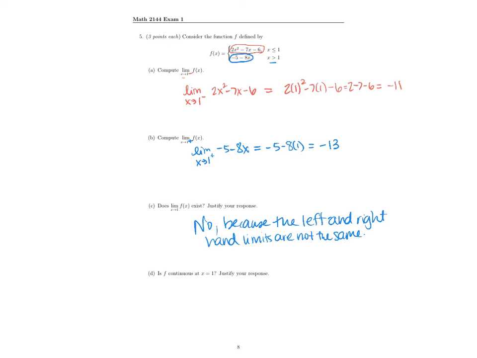And then it says, is f continuous at x equal 1? And the answer to that is no, because to be continuous, you need the limit to exist and the function value to equal that limit. So because the two-sided limit does not exist. So we need two things to happen. We need the two-sided limit to exist, and we need the function value to equal that same value as the two-sided limit. But we do not have one of those conditions, so it is not continuous there.